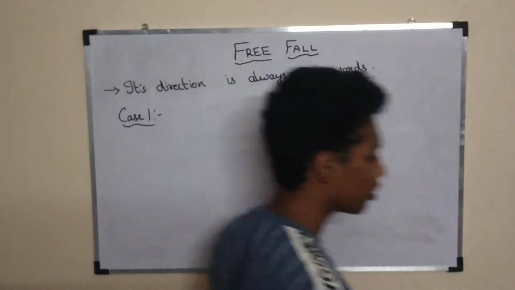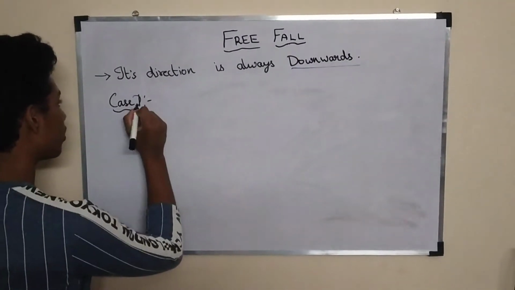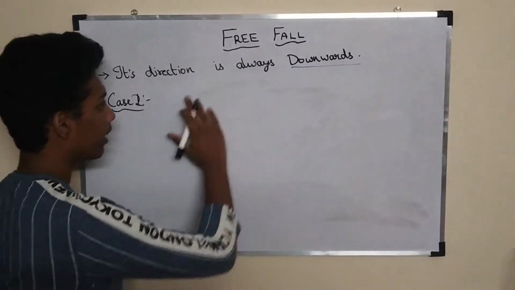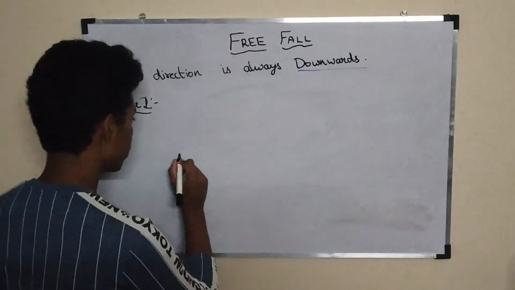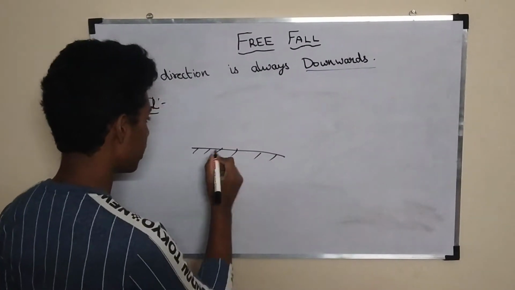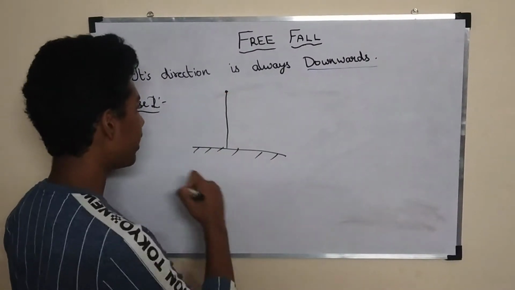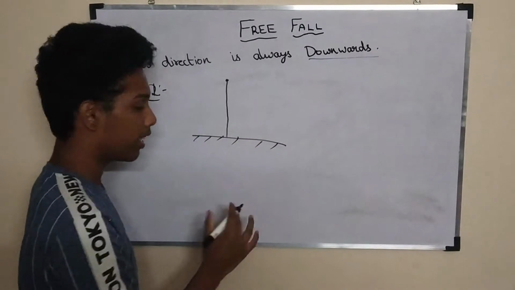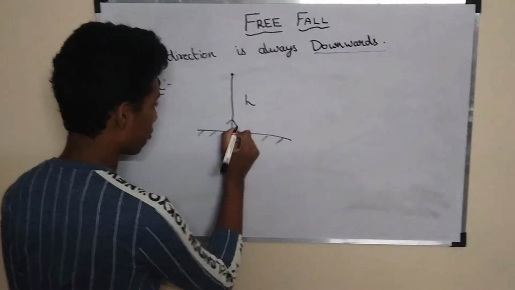Okay, let's move on to the next case. Case 2. So the first one, let us think of upward direction of a body, right? So let's say this is the ground. From here, it is moving in upward direction till a distance H. It is moving in upward direction.